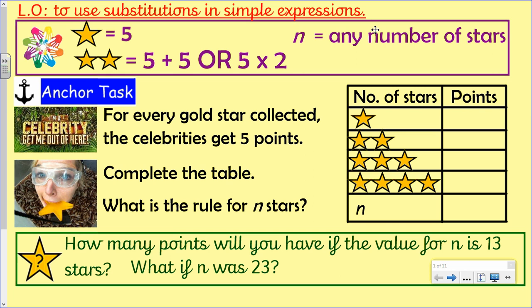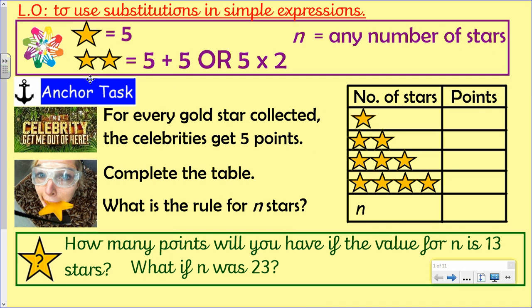Okay, so if they got 15 stars, this rule would work. If they got 25 stars, this rule would work. If they got 6 stars, the rule would work. There is a challenge down the bottom as well, of course. So how many points will you have if the value for n is 13 stars? And then if they win 23 stars, how many points would they get? So what I'm hoping you're going to do is pause the video, have a little go yourself, and then come back on and I'll go through the answers with you.